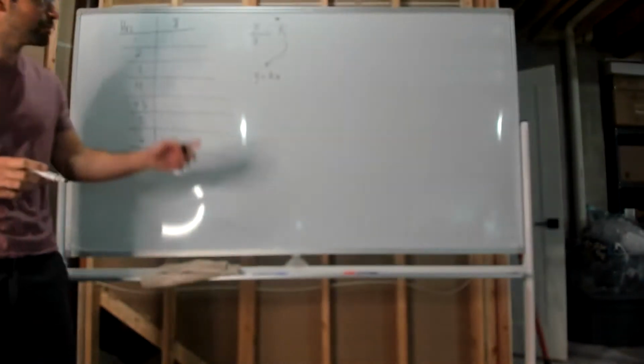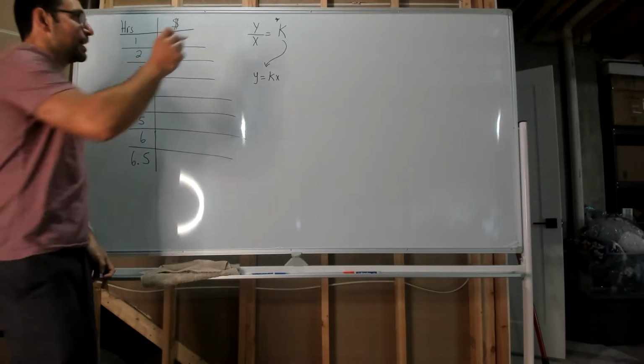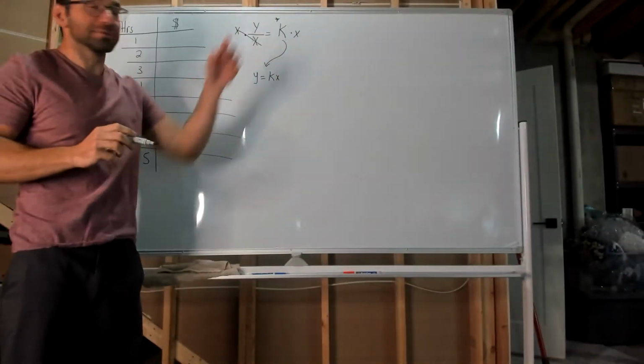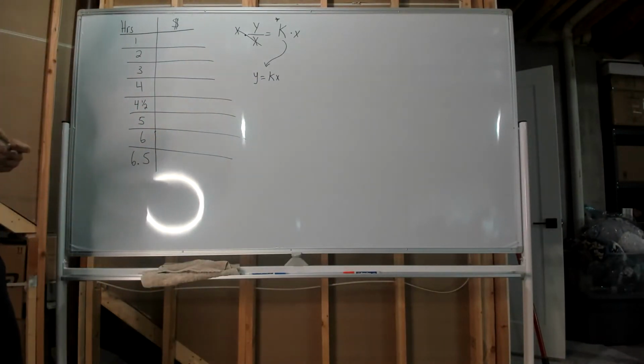And you might say, Mr. H, how are you getting that? Well, you don't know enough about equations yet, but I can manipulate this by multiplying both sides by x. Those will divide out, and that leaves me y equals kx. So that's how I'm getting this equation. So we're on that packet.